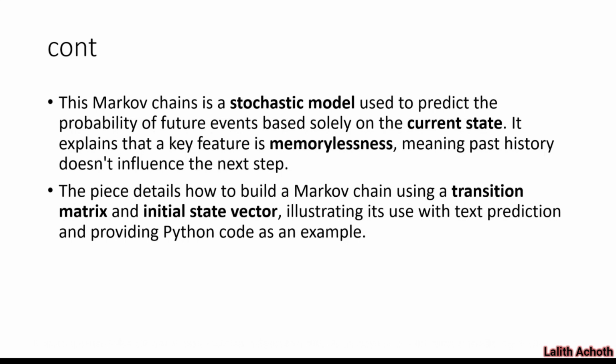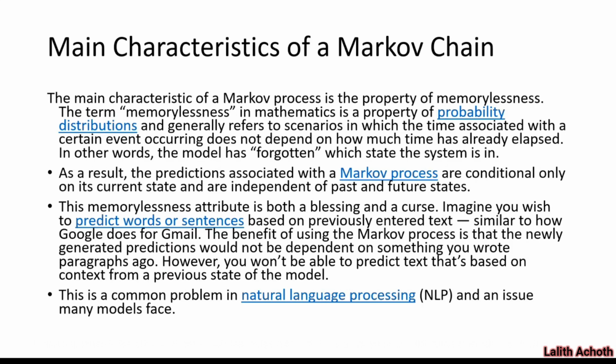So the main characteristic of a Markov chain is memorylessness. The term memorylessness in mathematics is a property of probability distributions and generally refers to scenarios in which the time associated with a certain event occurrence does not depend on how much time has already elapsed. In other words, the model has forgotten which state the system was in. As a result, the predictions associated with Markov processes are conditioned only on the current state and are independent of the past and the future.